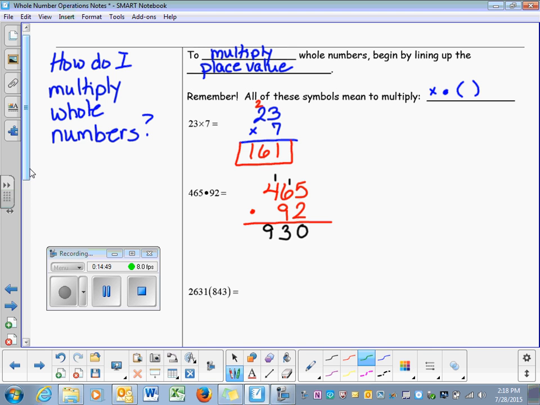Now, when I go to multiply by 9, I have to put in a placeholder 0, because when I multiply by 9, I'm really multiplying by 90, the place value. So I need a 0 to hold this spot.